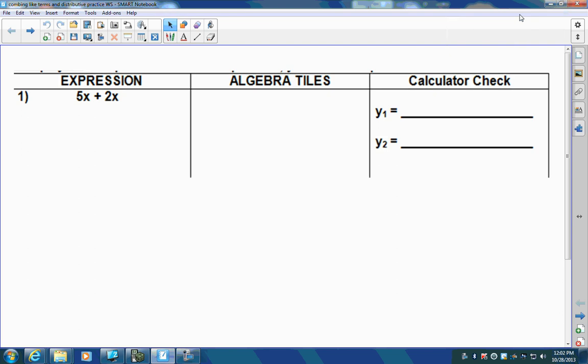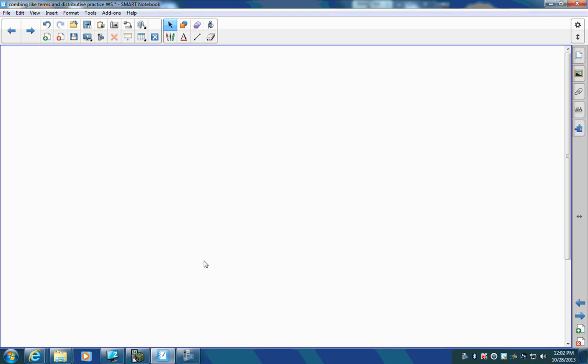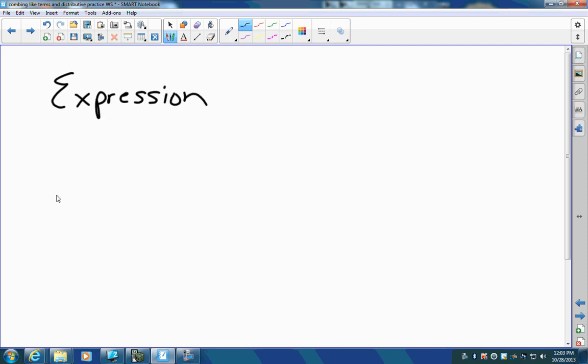Okay, we're working on simplifying expressions. One of the things we need to make sure is know the difference between an expression and an equation. So in my class right now, you need to flip your paper over to the back, and I want you to write expression and equation.